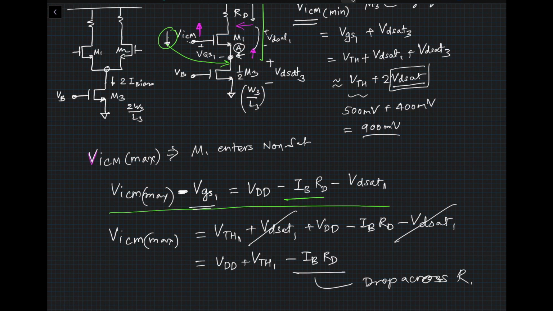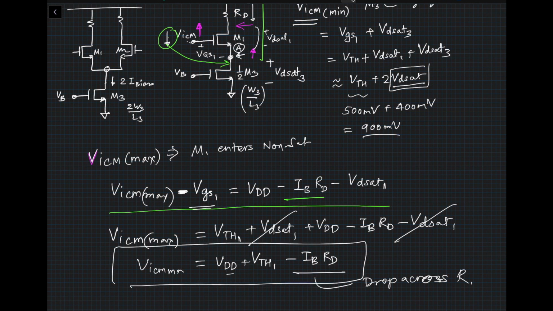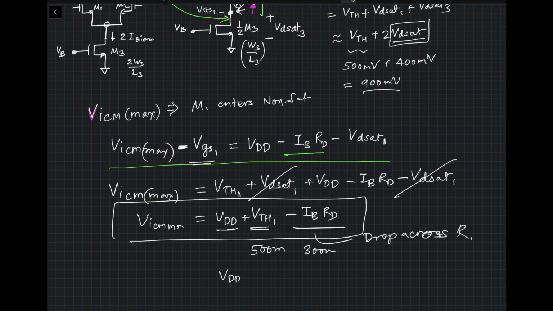If you look at this quantity VICM max, there are two positives, VDD plus VTH. Because VTH is something like 500 millivolts, if IBRD is less than that, let's say IBRD is 300 millivolts, then this would become VDD plus 200 millivolts. So you may say, oh, how can that be? It can happen.